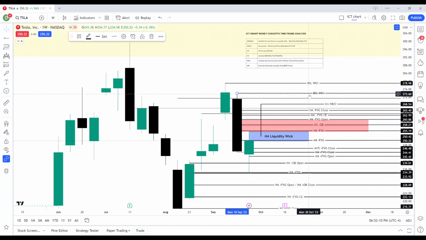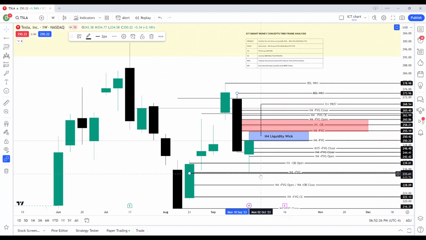We got the next draws on liquidity as far as where they would be: 273 and some change, almost 274, up to 279. That would be our next draws on liquidity, okay? So that's what we're looking for on the weekly.